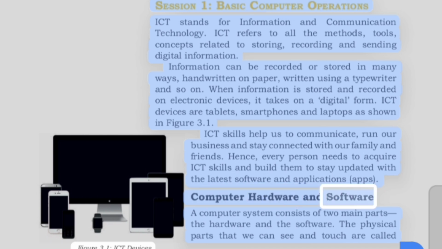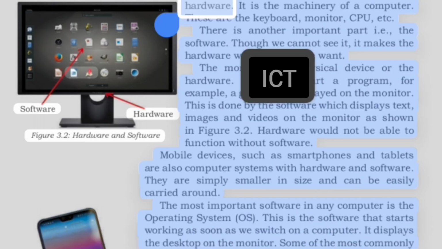Computer hardware and software. A computer system consists of two main parts: the hardware and the software. The physical parts that we can see and touch are called hardware. It is the machinery of a computer. These are the keyboard, monitor, CPU, etc. There is another important part, the software. Though we cannot see it, it makes the hardware work the way we want.